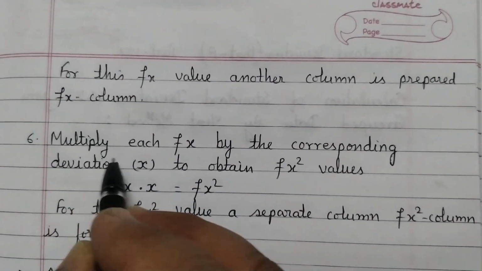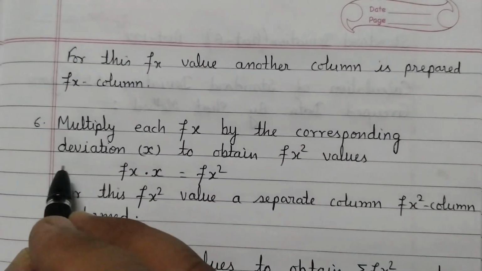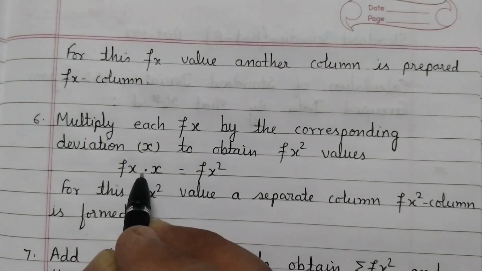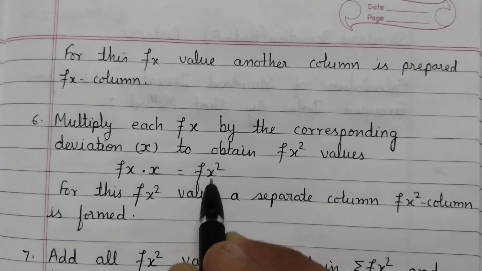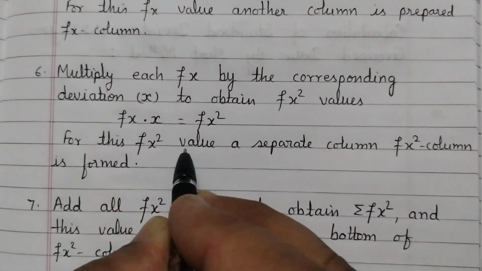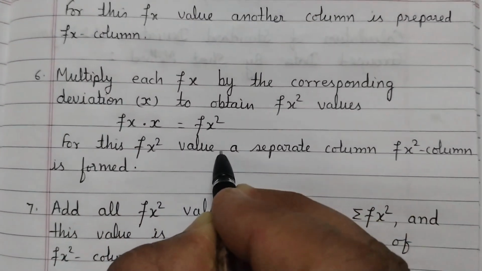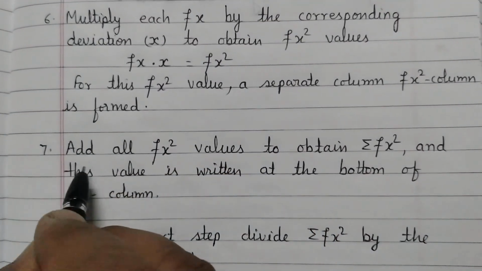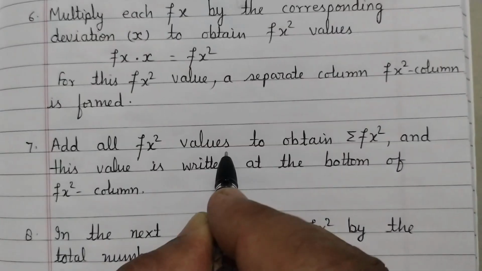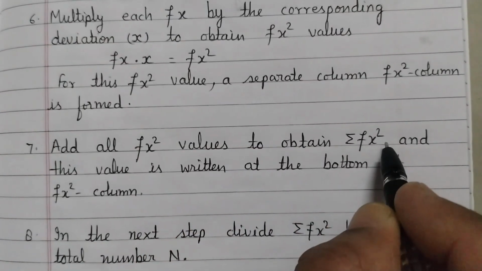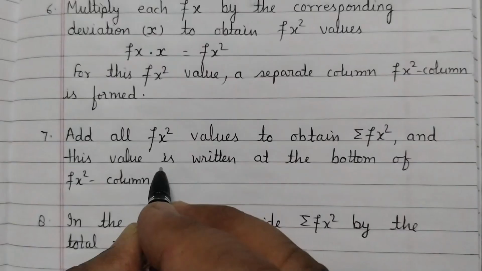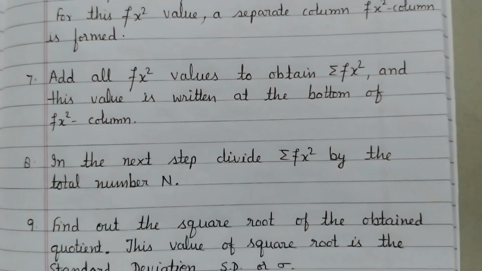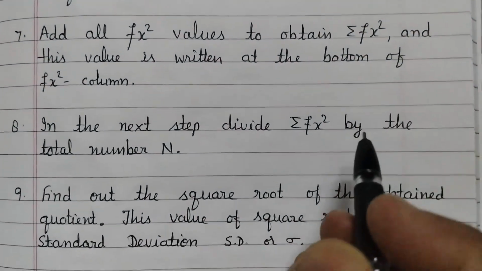Step number 6, multiply each fx by the corresponding deviation x to obtain fx square values. Fx multiplied by x gives us fx square. For these fx square values, a separate fx square column is prepared. Next step, add all fx square values to obtain summation fx square, and this value is written at the bottom of the fx square column. Hence we will get summation fx square.